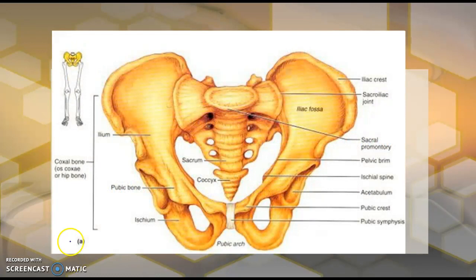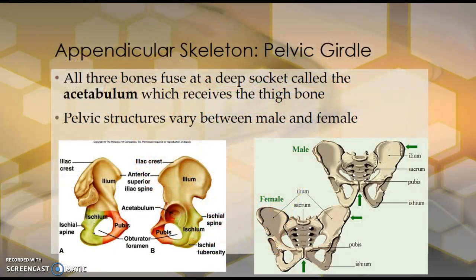All right, so if we take a look here, here's that pubic symphysis I was telling you about. Okay, so this would be the pubic bone. The ilium is up here, and then the ischium is this bone right here. So all three bones fuse together at one location.